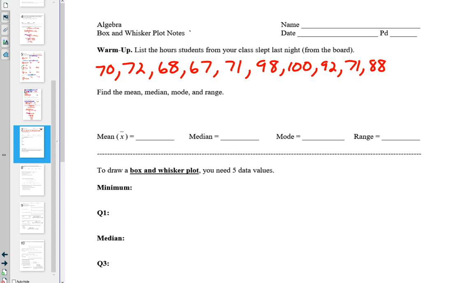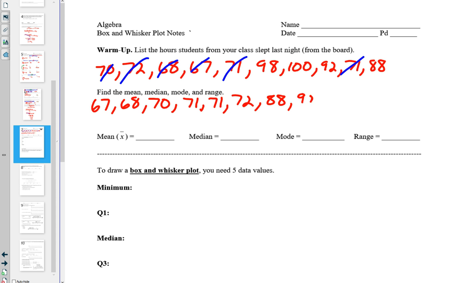So in order to find the median, I need to put these in order. We got 67 comes first, and then 68, and then 70. There's 2 71s, 72, 88, good, 88, 92, 98, and 100.